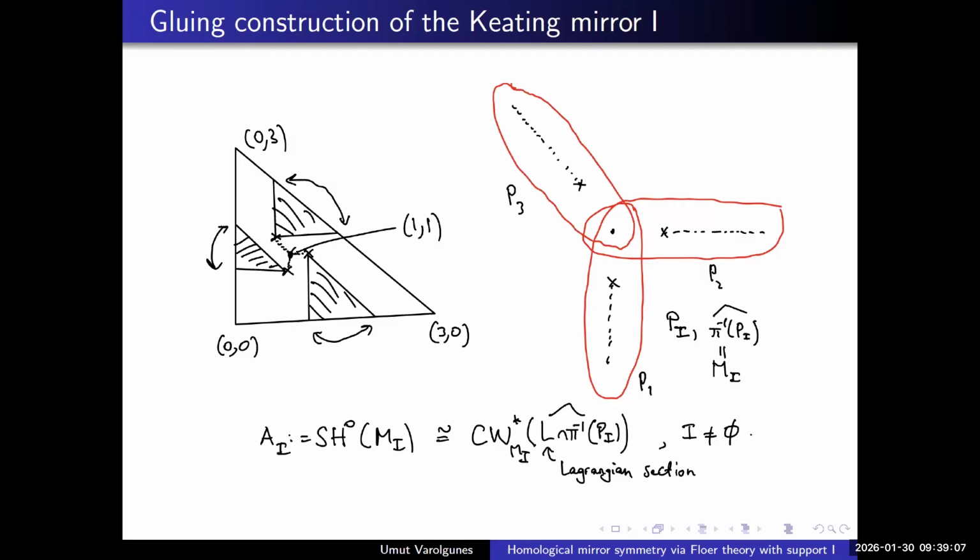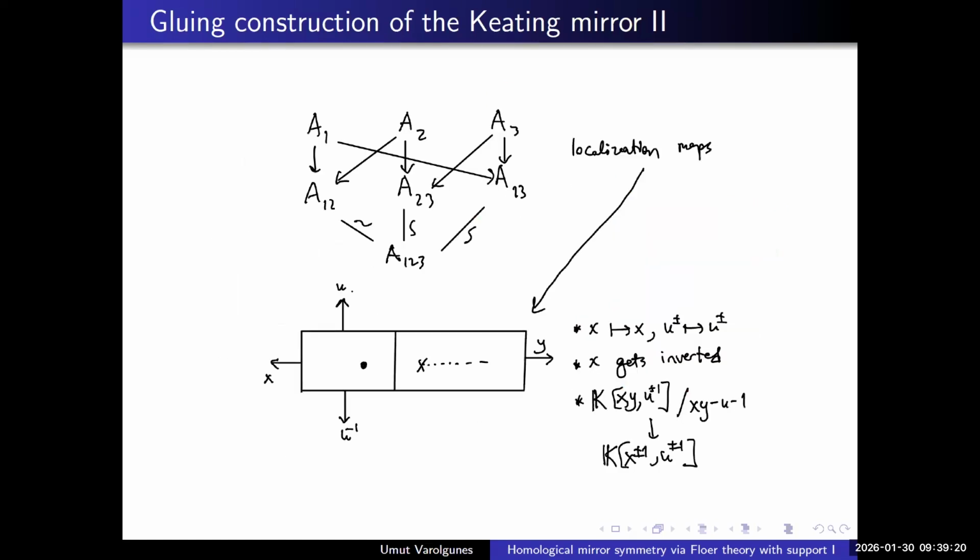Also, this A_I is the SH^0 algebra for each of these subsets. And now I get this diagram. So these are A1, A2, A3. They have restriction maps to the double intersections, and then there's a triple intersection. The maps from double intersections to triple intersections are all isomorphisms. They're just domains whose completions are the same.